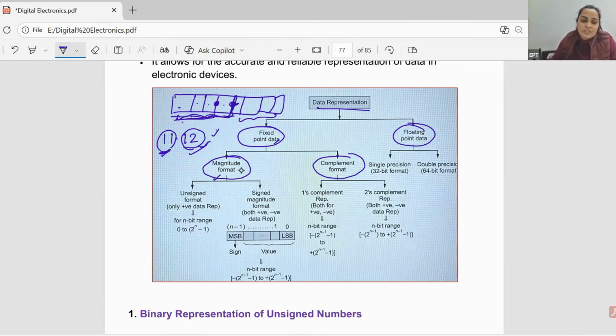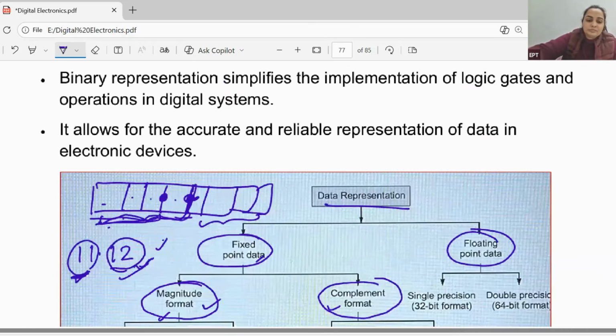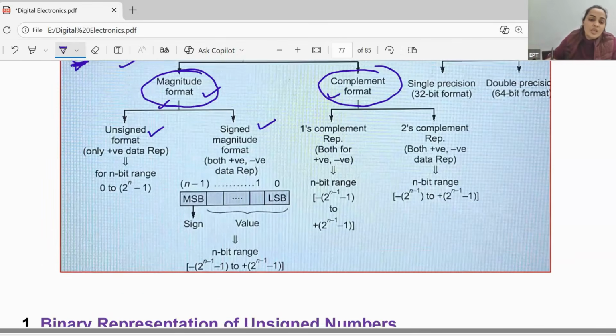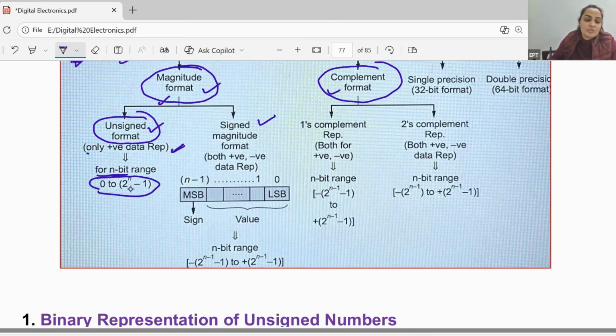Now how we will represent is, one is the magnitude and other one is the complement. In the complement, see, first one is the unsigned and second one is the signed in the magnitudes, right? We use this unsigned format only to represent the positive data, right? And if we have n number of bits, then how many numbers can you represent? The range is going to be 0 to 2 raised to power n minus 1.